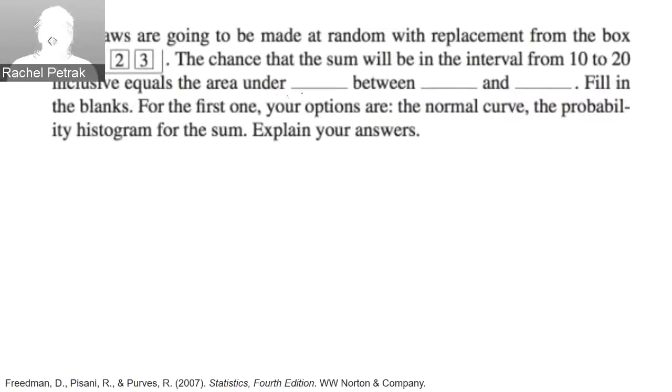So the chance the sum will be in the interval from 10 to 20 inclusive. We're talking about chance now. So the chance that the sum, is it going to be under the normal curve or the probability histogram for the sum? This is going to be the probability histogram, because the normal curve is the approximation, the histogram is the truth. It's okay, this is a little tricky. We're gonna get the hang of it.